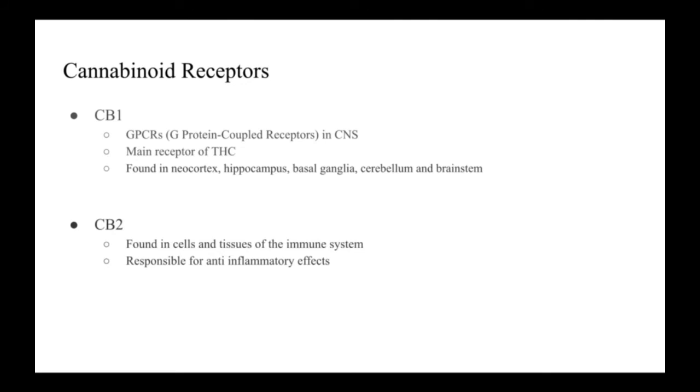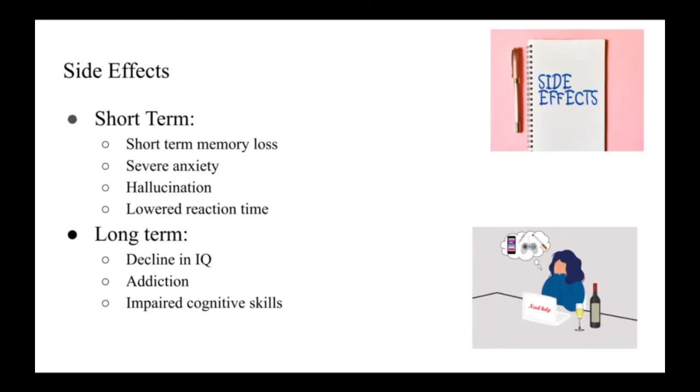CB1 receptor is the main receptor of THC, and it is one of the most abundant GPCRs in the CNS. High levels can be found in the hippocampus, basal ganglia, cerebellum, and brainstem. CB2 is mostly found in cells and tissues of the immune system, and it is mainly responsible for anti-inflammatory effects.